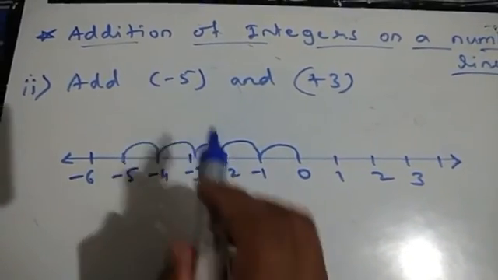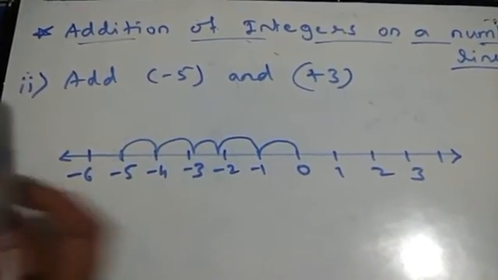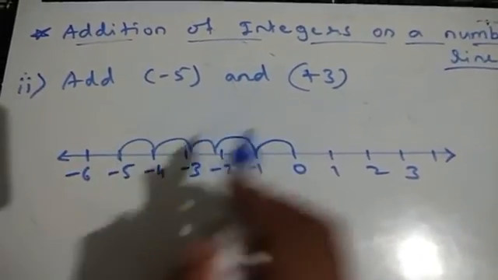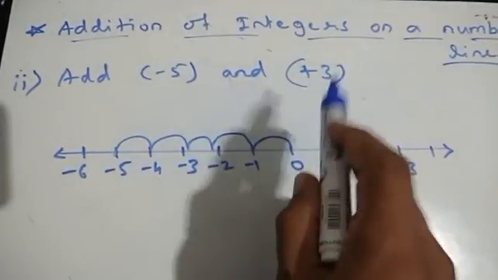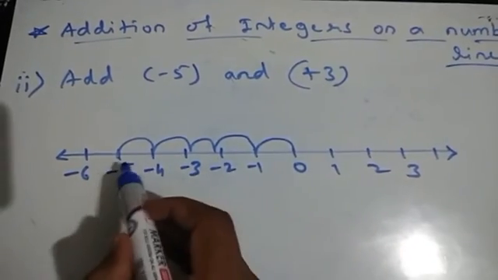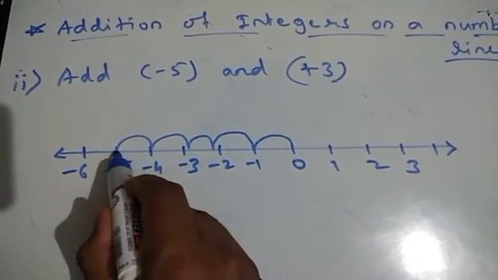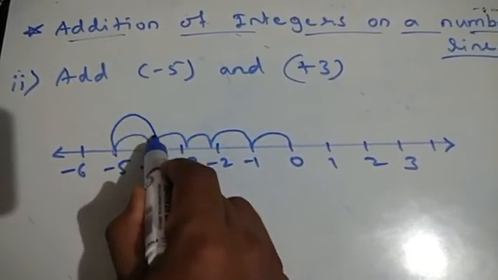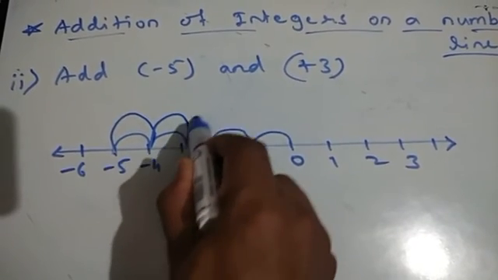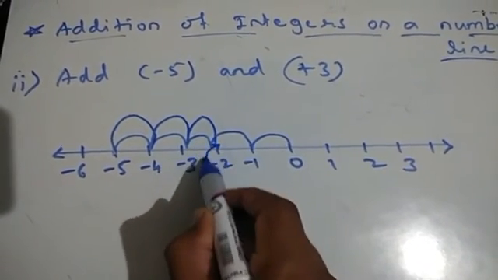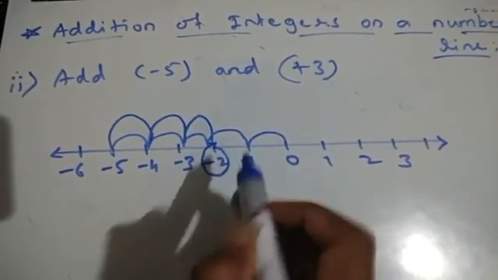Now why do we move towards left hand side? As 5 is a negative integer. Now in that we have to add a positive integer. So move towards right hand side now. From minus 5. So right hand side, positive integer. 1, 2 and 3. Where do we reach? We reach at minus 2. Therefore answer is minus 2.